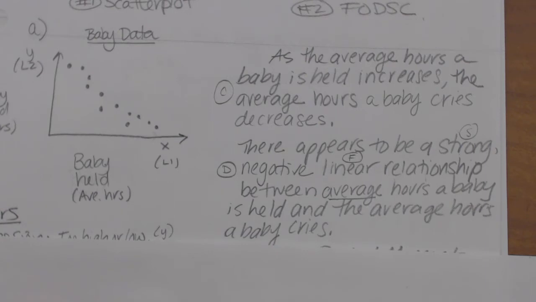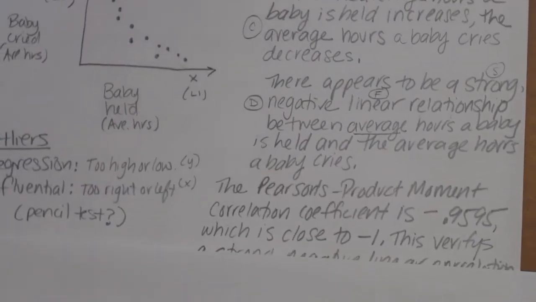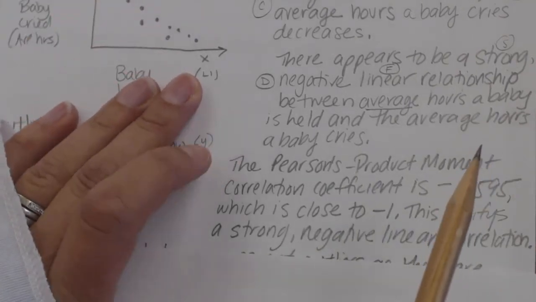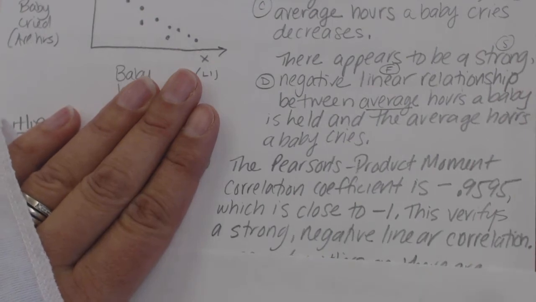Okay, next. Now, here's the thing. In statistics, when you mention that we have a strong relationship or a negative relationship or a linear relationship, you need some type of number to back this up because this is what we see. So we need to prove this statistically. And that's where the Pearson's product moment correlation coefficient comes into play. And so that is right here. The Pearson's product moment correlation coefficient is negative 0.9595, which is close to -1.